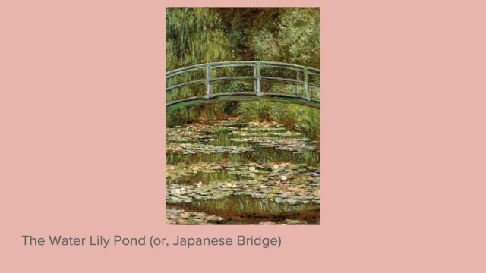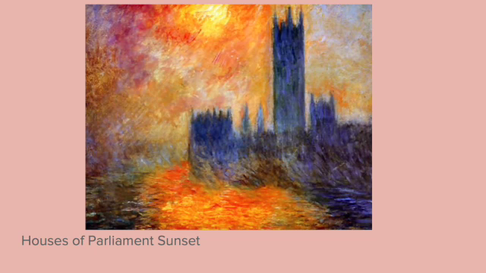But he also had a pond with this Japanese bridge going across it, and in this one, as you can see, he painted it in a lot of greens, and there are trees in the background, and you can see the green kind of reflected in the water. And this is a very famous scene that Monet painted fairly often.